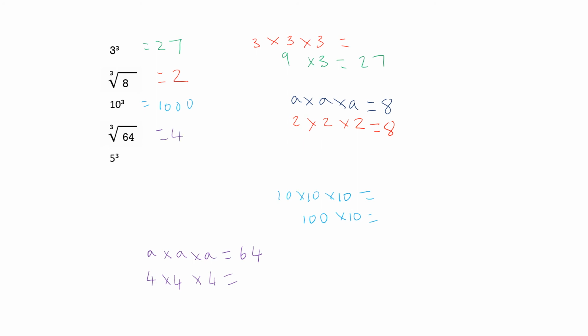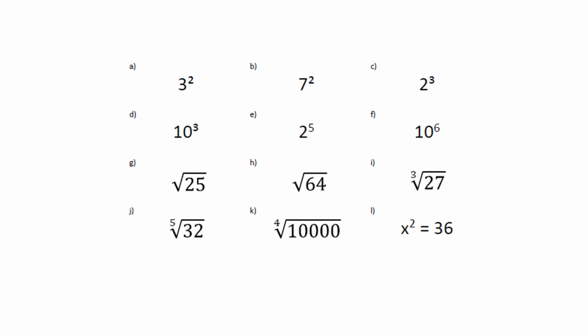And our final one is 5 cubed, which is of course 5 times 5 times 5. 5 times 5 is 25, times that by 5 is 125. Final questions for us to try today then is these ones here. So pause the video and then we'll go through them.